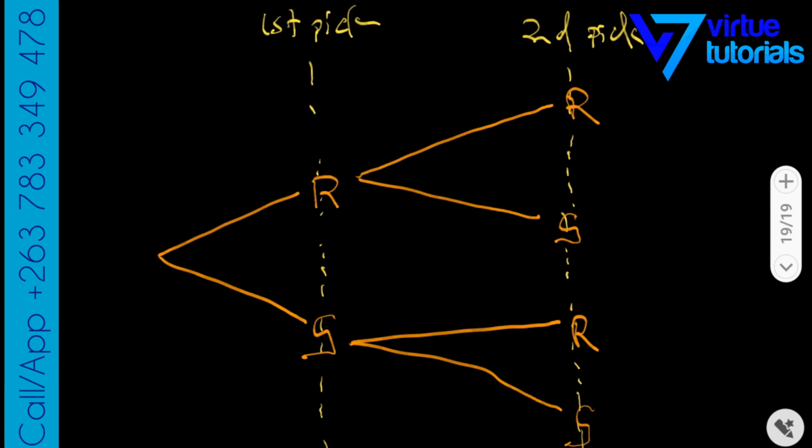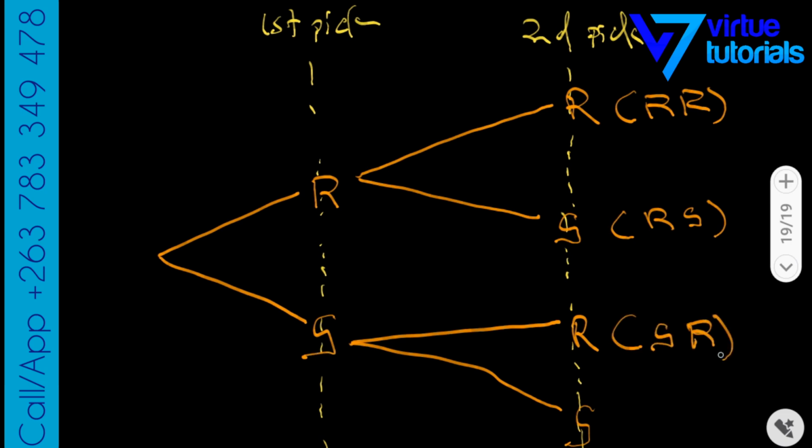So what happens is that we can have different combinations as the final outcome. He can pick red and red to get 2 reds. He can pick red, then green to get red, green. He can pick green, then red to get green, then red. Or he can pick green and green to get 2 greens there.